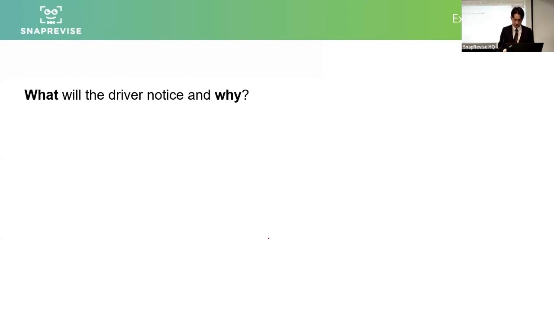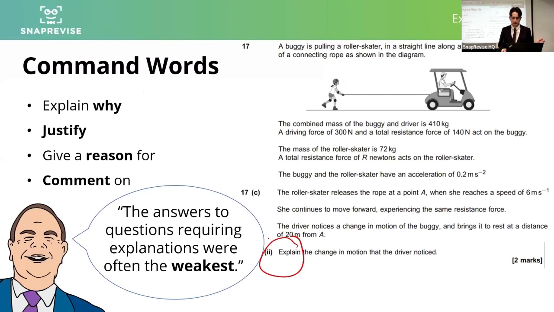Let's go back to the question so that we're actually doing this properly. So a buggy is pulling a roller skater in a straight line along a horizontal road. The combined mass is that, driving force and the resistance are given. And so you do this whole question, find the acceleration. Then it says the roller skater releases the rope at point A and she reaches a speed of 6. She continues to move forward, experience the same resistance force. The driver notices a change of motion in the buggy and brings it to rest at a distance of 20 meters from A. Explain the change of motion the driver noticed.